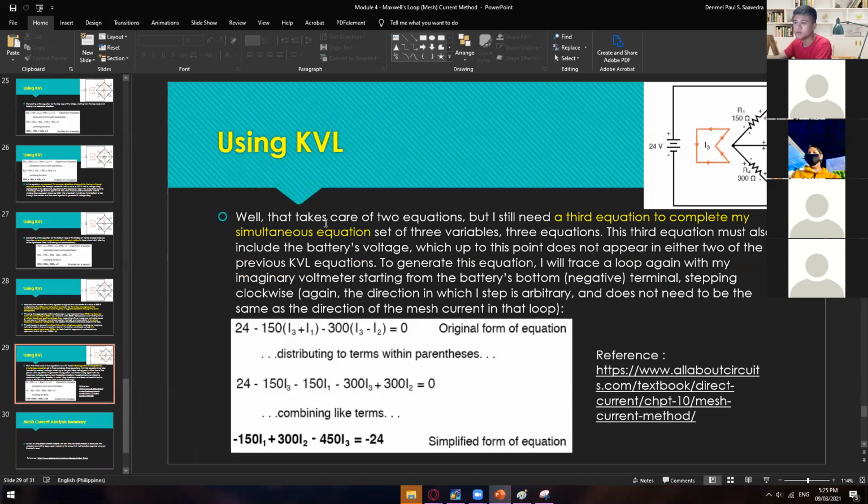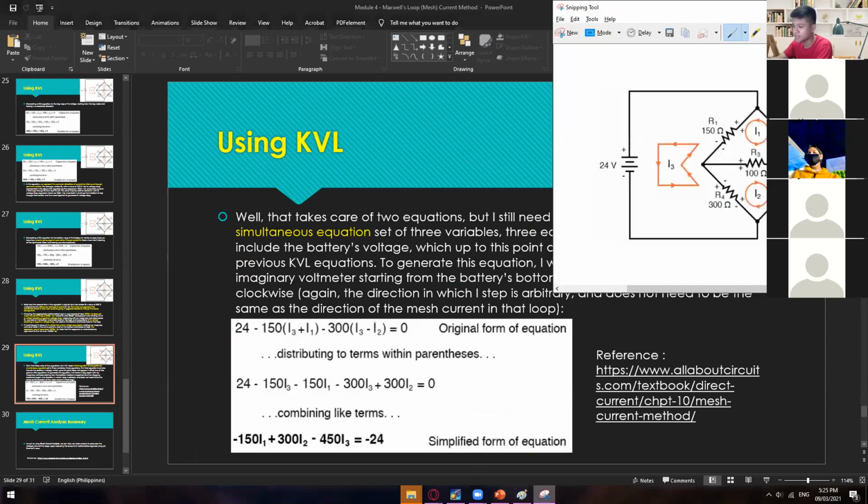So using KVL, that takes care of two equations. This is now the third equation. From here, he chose to have a positive. So let's have our third equation.